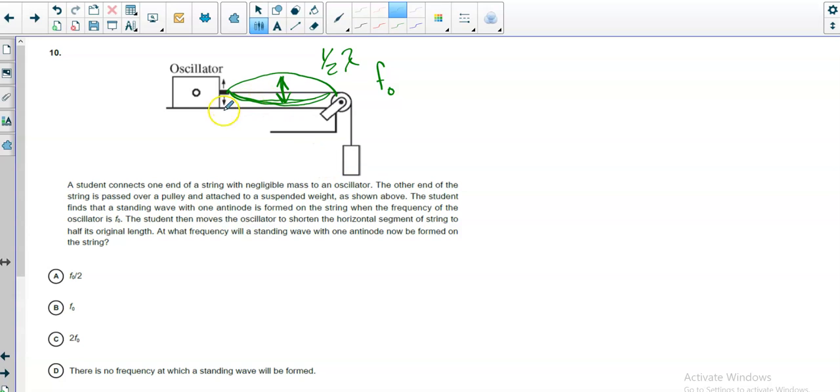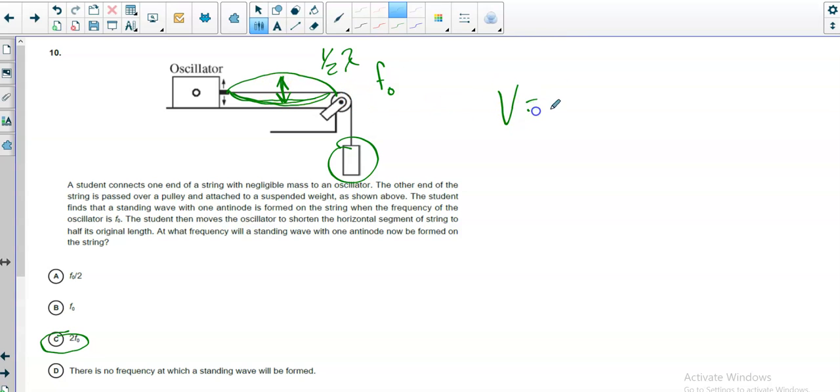Well, you just shrunk the wavelength. But the speed's going to stay the same because you haven't changed the weight. So if you made the wavelength shorter, then the frequency should go up. If you moved it to half, it should double the frequency, I would think. So by cutting the wavelength in half, you're going to double the frequency.